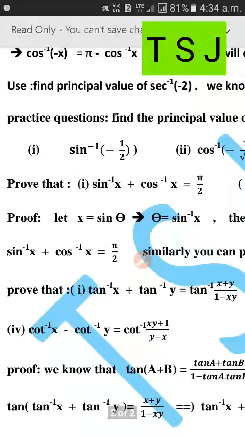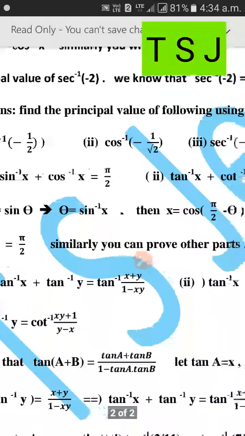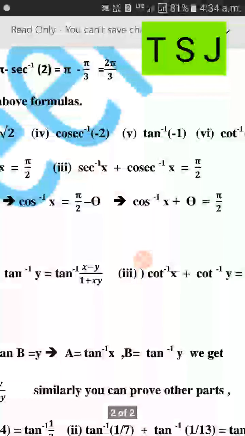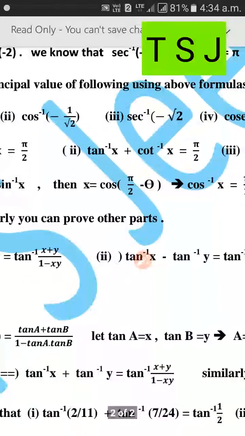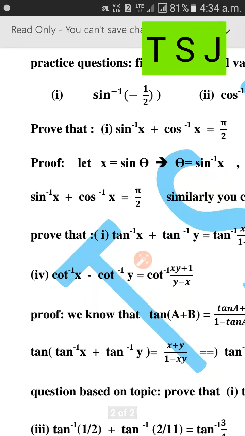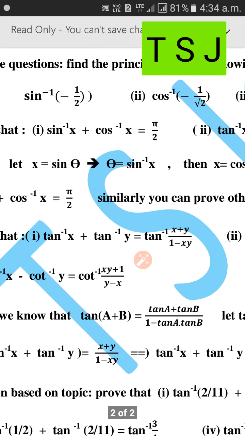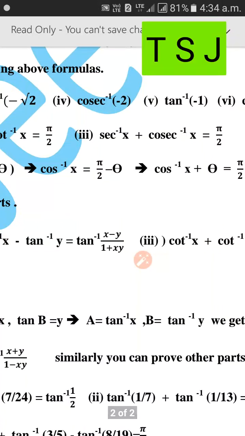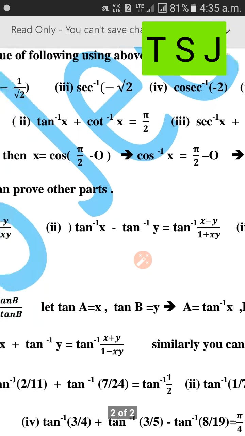This way you can try the other parts: the first part, second part, third part, fourth part, fifth part, sixth part. All negative domains are covered here, so this will help in all negative domains. Now another relationship: sine inverse x plus cos inverse x is pi by 2, tan inverse x plus cot inverse x equals pi by 2, sec inverse x plus cosec inverse x equals pi by 2.